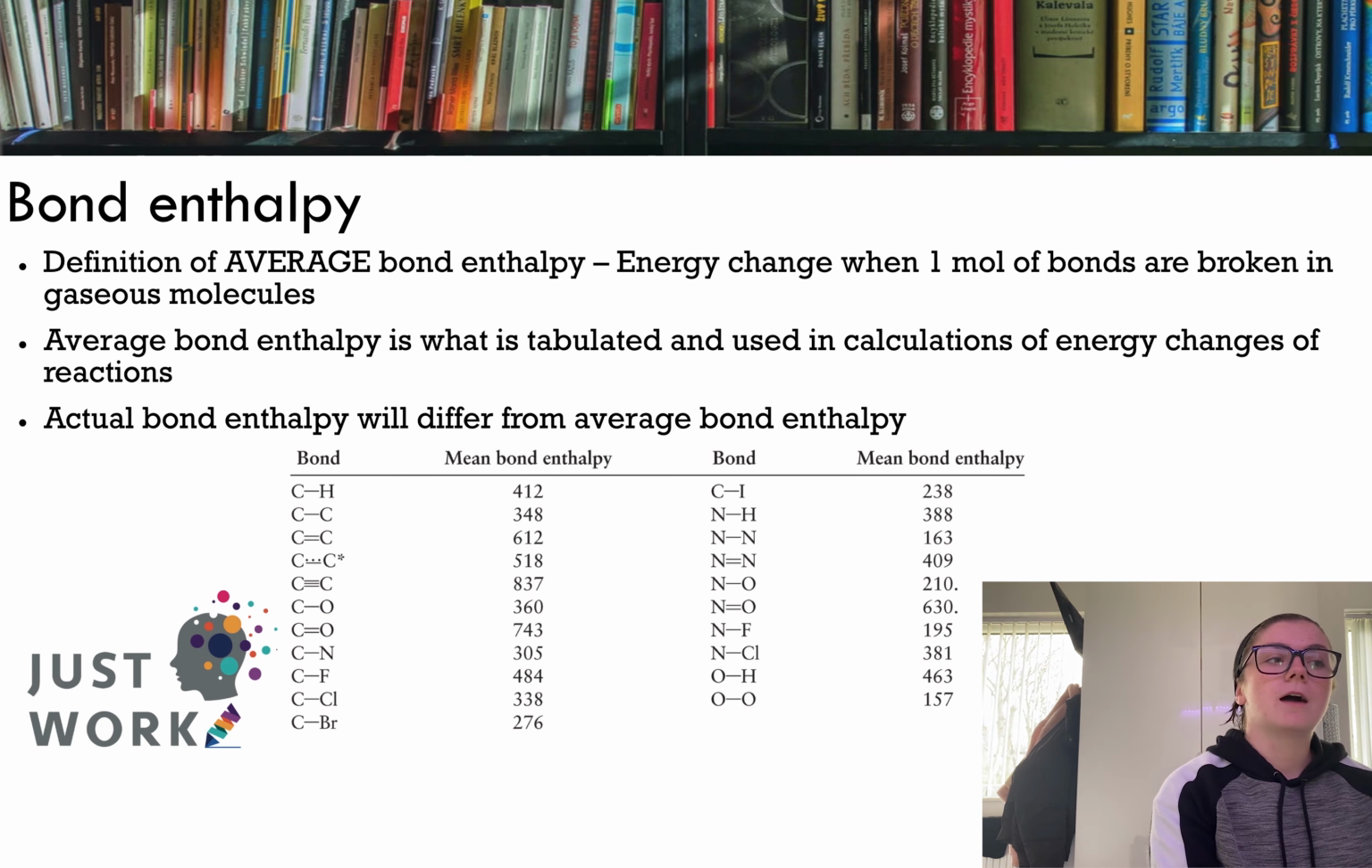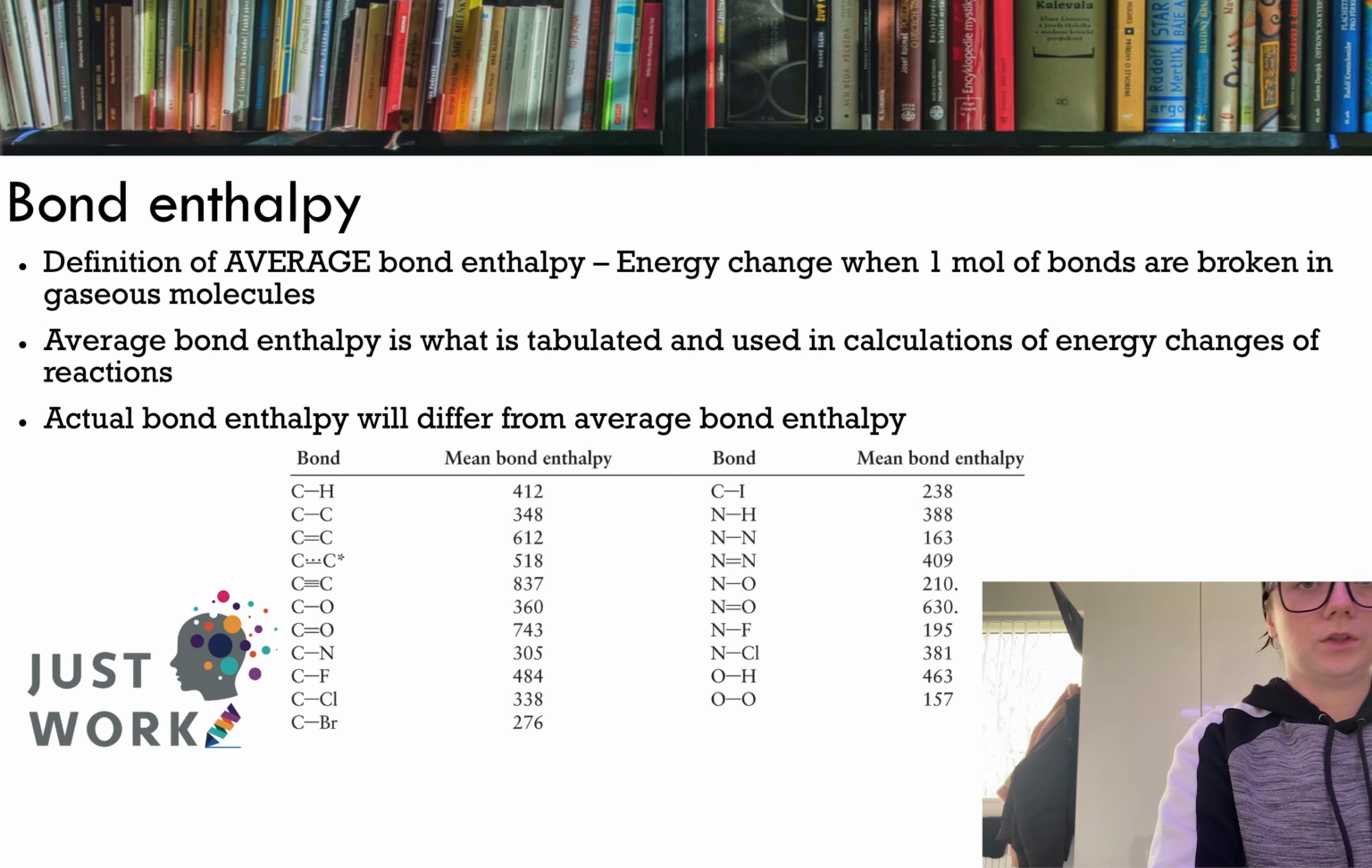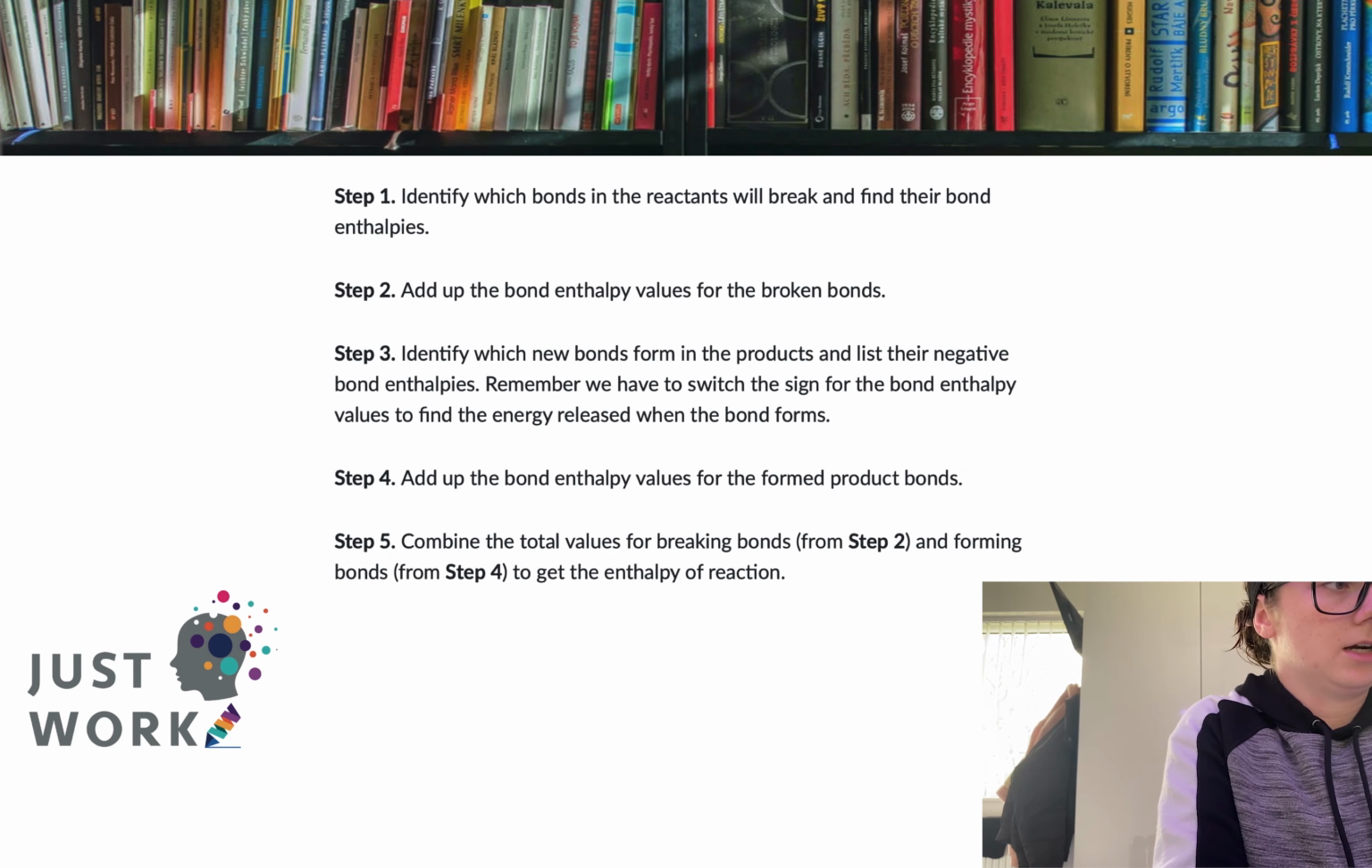So the definition of average bond enthalpy then is the energy change when 1 mole of bonds are broken in gaseous molecules, and the average bond enthalpy is what is tabulated and used in calculations of energy changes. And the actual bond enthalpy might be a little bit different to the average bond enthalpy, and whenever this comes up in an exam, you will be given the bond enthalpy values like so below in a table. You probably won't be given a table this big. It would only be for the bonds that you need to use in your calculations.